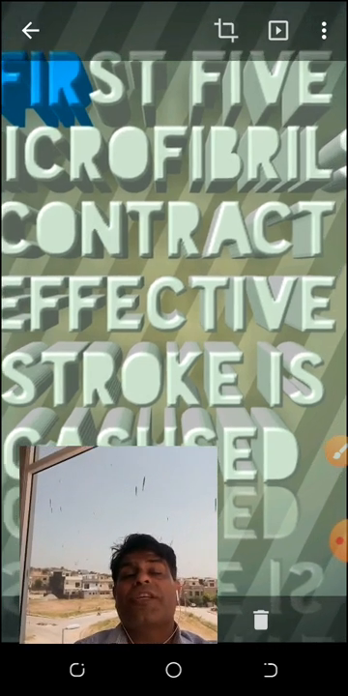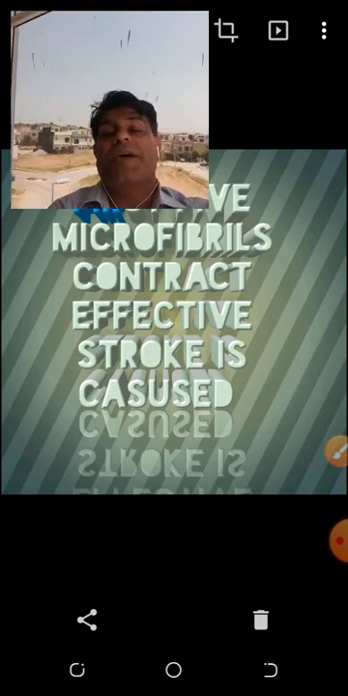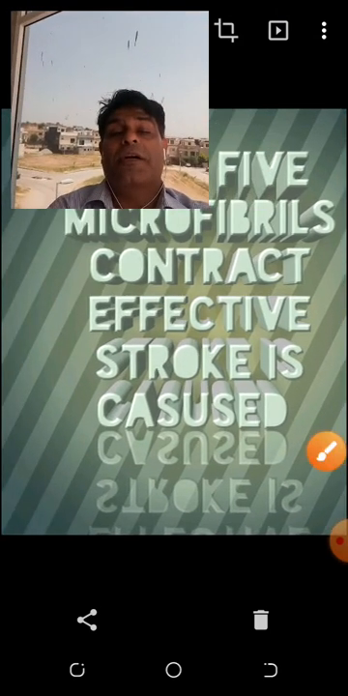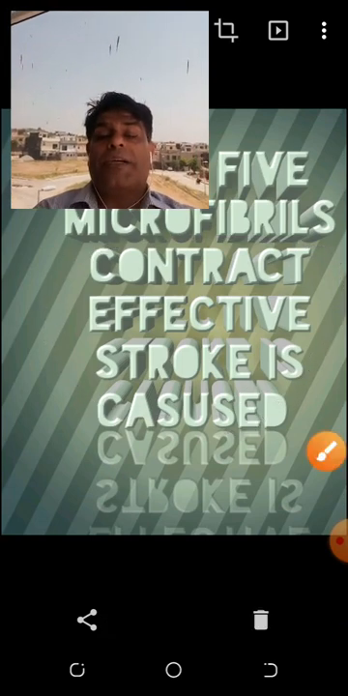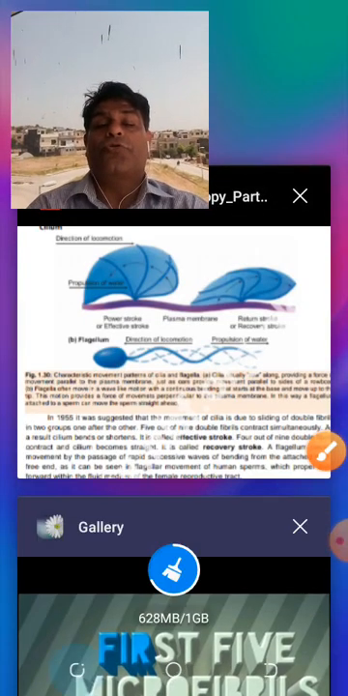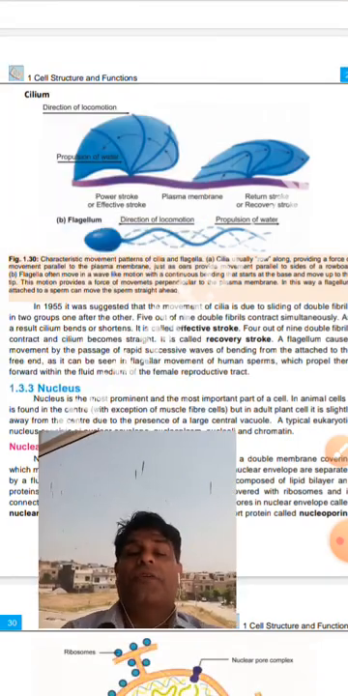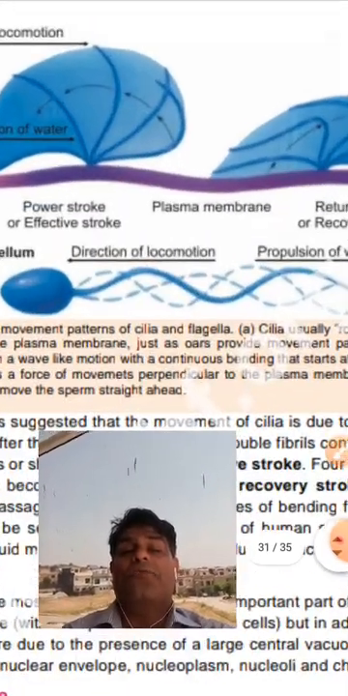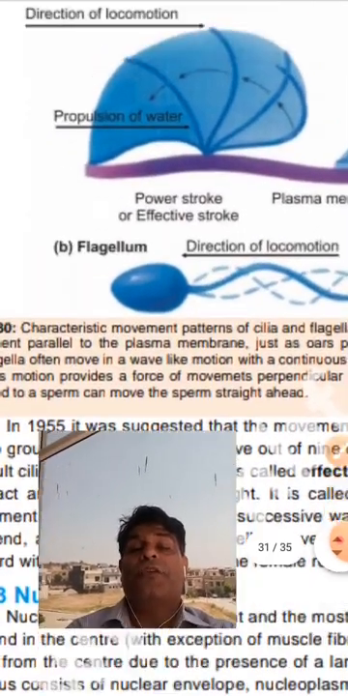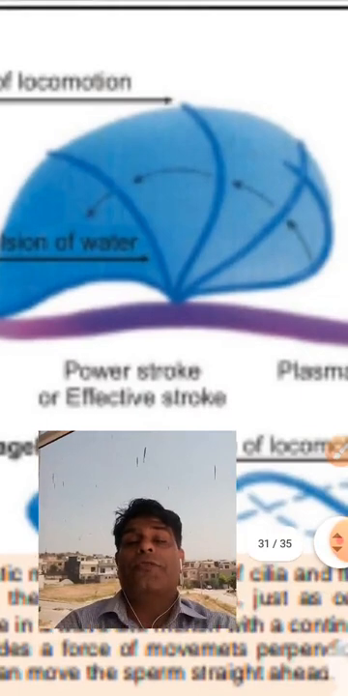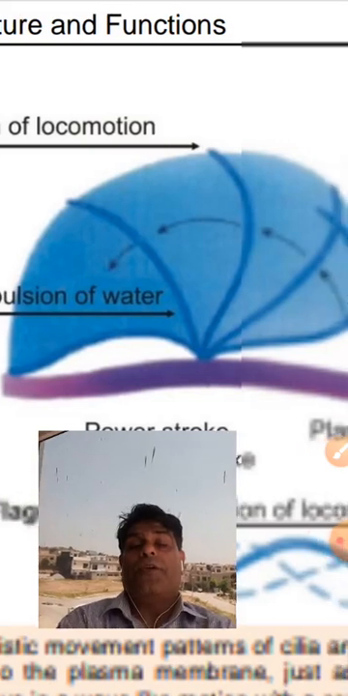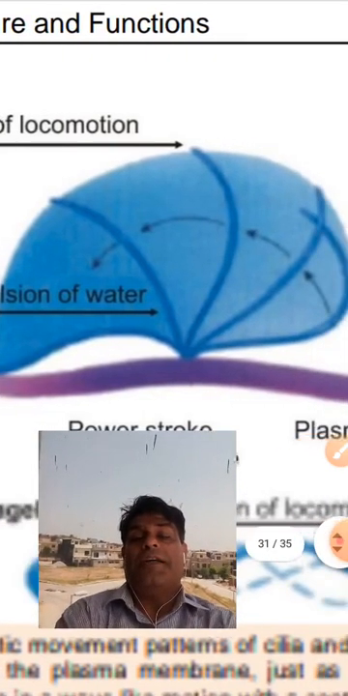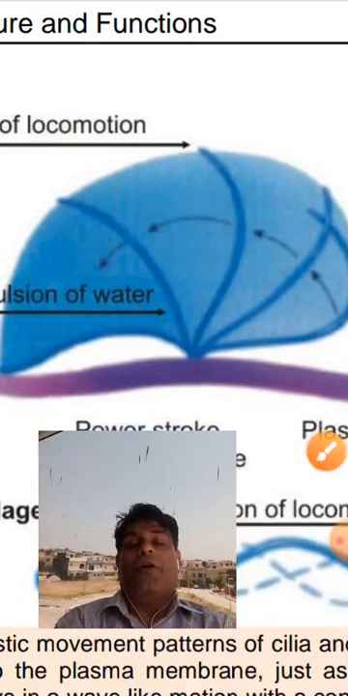So this slide is making the story clear: effective stroke, recovery stroke, effective stroke. Here the effective stroke is mentioned. Yes, this is the effective stroke. Now it is clear. We go back to the topic once again, and I would like to show you the figure, because with the figure you will be able to understand properly. I have to clear the figure. I am magnifying it and showing just the first five. Yes, it is visible to you. All five microfibrils are on the screen.